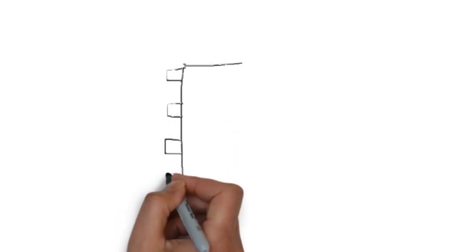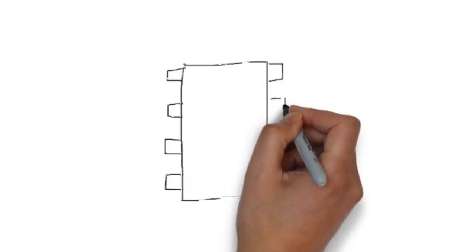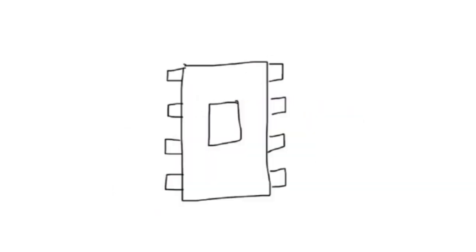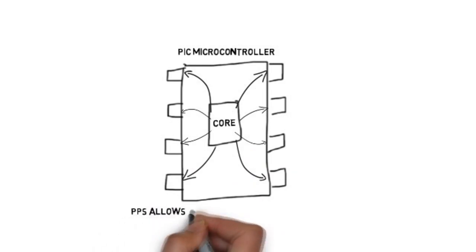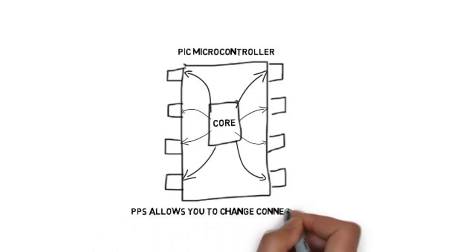When you look at a PIC microcontroller, you'll see the plastic package and the metal I/O pins. But inside is the core microchip, and that gets connected to the I/O pins through little bond wires. Well, there are times when you're designing, especially when laying out a circuit board, you may need those connections to be at a different arrangement. Well, that's where Peripheral Pin Select comes in.